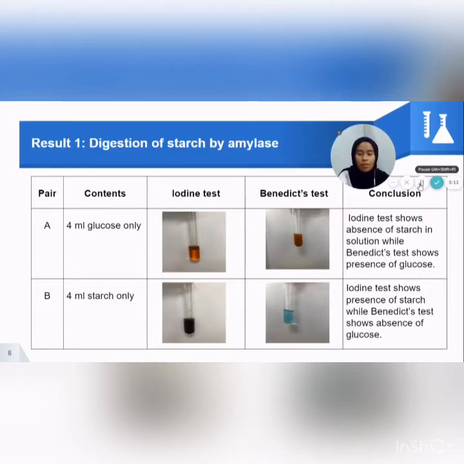For the pair test tube B, the solution turned to blue-black solution in iodine test, while there is no change for Benedict test. Iodine test shows presence of starch, while Benedict test shows absence of glucose.